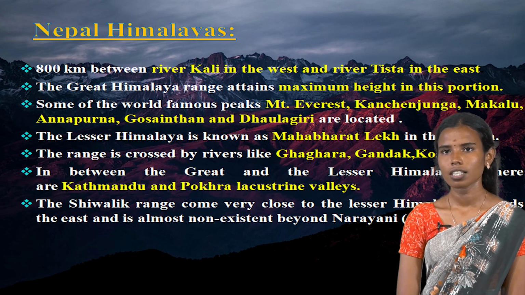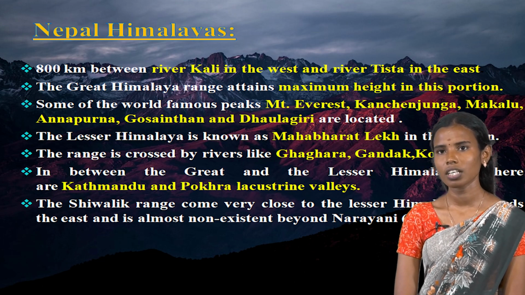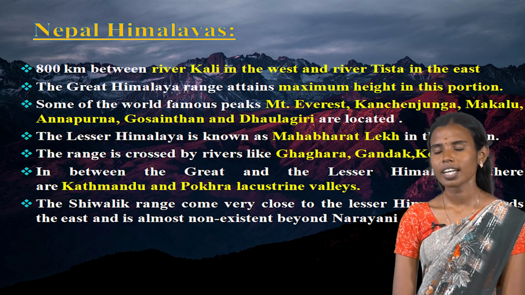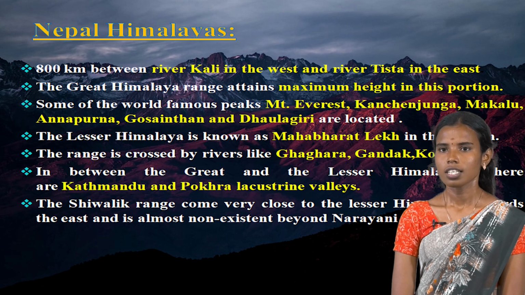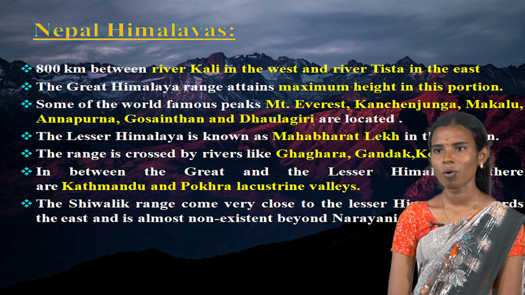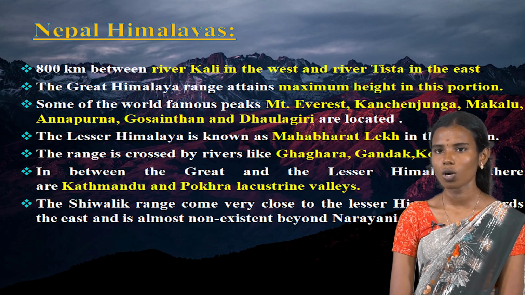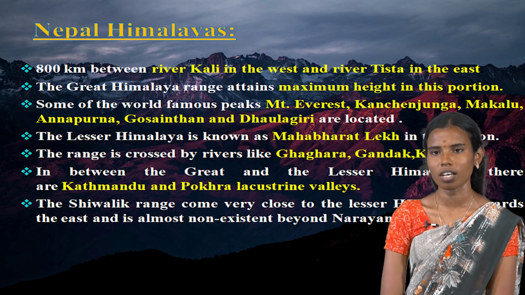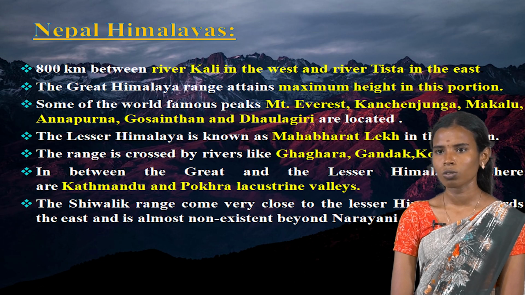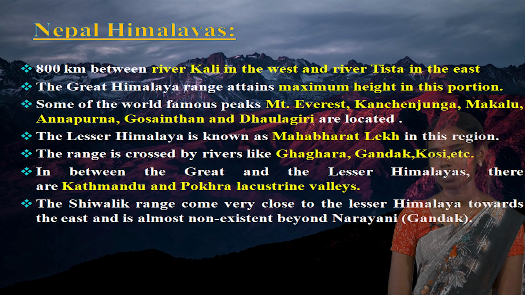Third one is the Nepal Himalayas. It extends 800 km between river Kali in the west to the river Teesta in the east. The Great Himalaya range attains maximum height in this portion. Some of the world famous peaks like Mount Everest, Mount Kanchenjunga, Makalu, Annapurna, Dhaulagiri are located in this Nepal Himalayas. The lesser Himalaya is known as Mahabharat Range in this region.